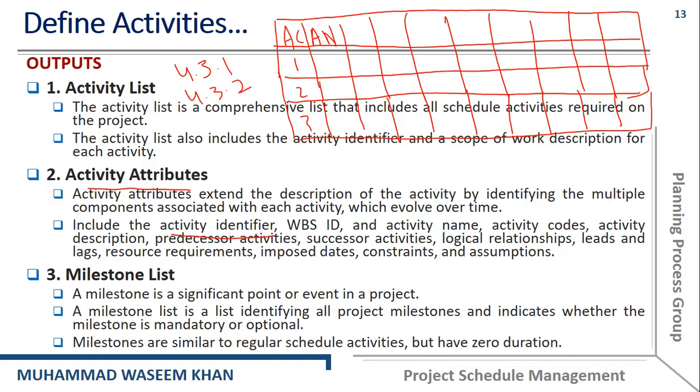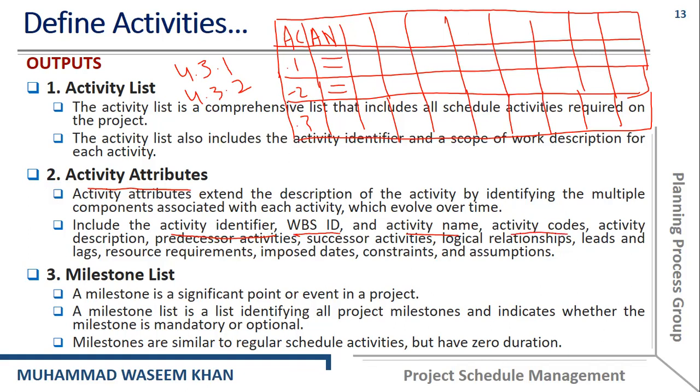And then you will discuss the predecessor activities and successor activities. This means the activities that are performed before, for example, activities 1, 2, 3 that are performed before activity 4, and activities 5, 6, and 7 that will be performed after activity 4. And the logical relationship, the leads and lags, the resource requirements, imposed constraints and assumptions. We will discuss most of these things, inshallah, in the coming lectures. Then we will have the milestone list.